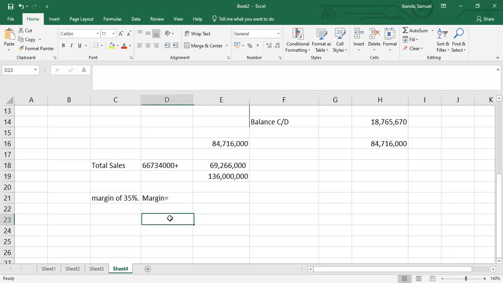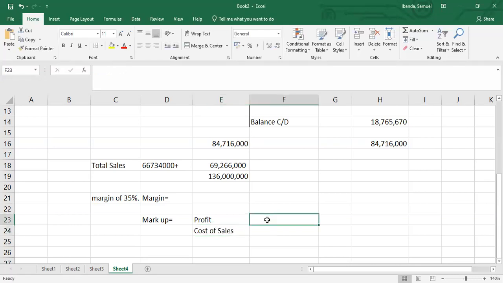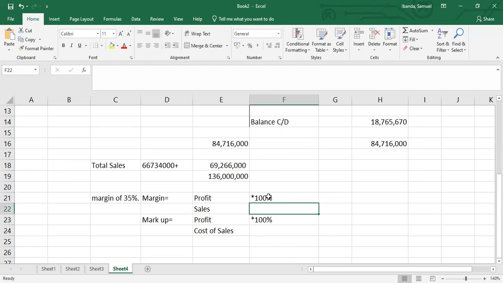We have markup. Markup is a percentage of profit over cost of sales, times 100%. Please note these down, you may need them somewhere. Margin is profit divided by sales, times 100%. That is what we basically have. Those are our formulas.